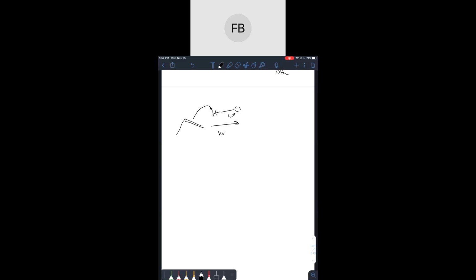Because we don't have anything like light to tell us that this is going to be anti-Markovnikov, this is definitely going to be Markovnikov. That means this hydrogen is going to go to the position with the most hydrogens, to this end, and join the other two hydrogens that were there, leaving a positive charge on the other end. Then all we have to do is show the Cl coming in with its negative charge and attacking that carbocation. And then we just get this.